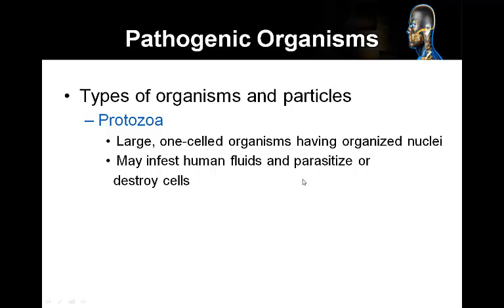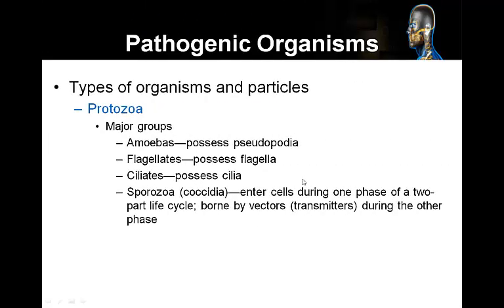Moving forward in our pathogenic organisms, we have protozoa, which are one-celled organisms that have an organized nuclei. They generally are going to be parasitic. Here are some types of organisms under the protozoa. We've got some groups associated with it. We have amoebas, flagellates, ciliates, and sporozoa.